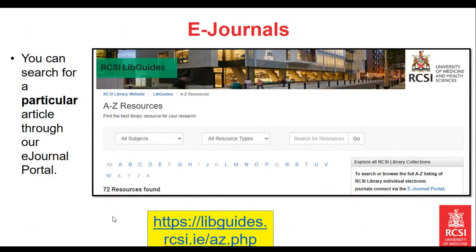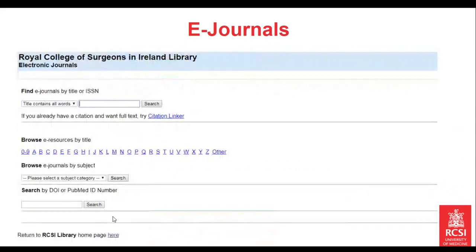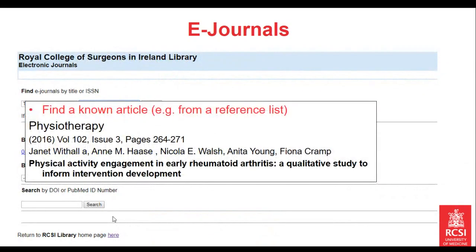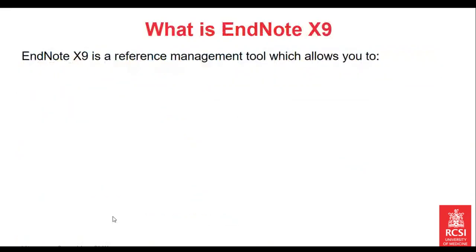You can also, if you're having trouble finding a full text, someone mentioned full text on the chat there, search through our e-journals, which is available through that A to Z resources again, and you can look for a particular journal, see do we have it. So that's just on the right there, e-journal portal of the A to Z resources. That's what it looks like. And if you have the details of the journal, like physiotherapy, you can type it in, and you can search by the details you have. That's if you're trying to view an article that you've saved.